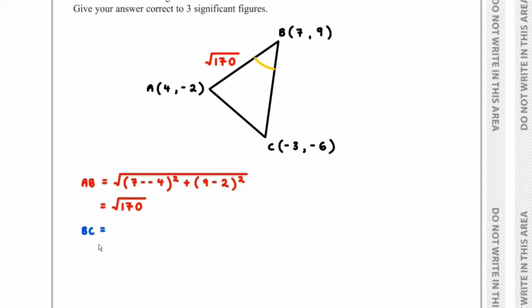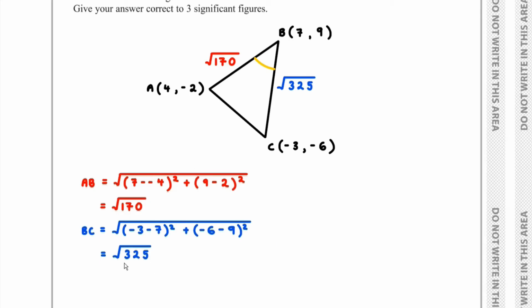Let's now work out what BC is. BC is equal to the square root of (negative 3 take away 7) squared plus (negative 6 take away 9) squared, which is equal to the square root of 325. Let's show this on the diagram here. And CA, that's equal to the square root of (negative 4 subtract negative 3) squared plus (2 subtract negative 6) squared. And this is equal to the square root of 65. Let's show this on the diagram here.